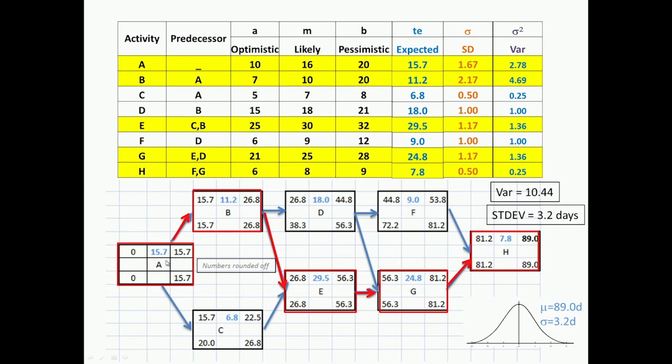Okay, so that is the variance along this path, and I take the square root of that to get the standard deviation as 3.2. So my project duration now is defined as a normal distribution with a mean of 89 and the standard deviation of 3.2. So this has characterized my project duration, the distribution, by giving the mean and its standard deviation.